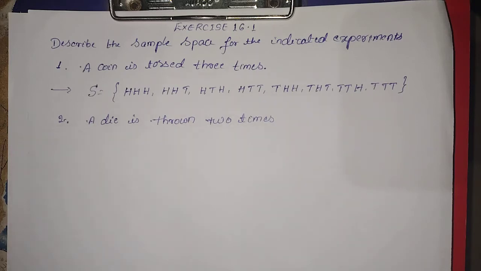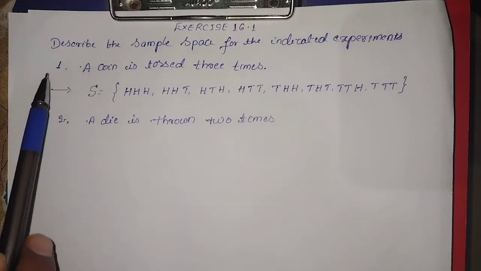In this exercise, the first question is like this. Describe the sample space for the indicated experiments. We have to describe the sample space. A coin is tossed 3 times. Then what are the possibilities of outcomes? Or write the sample space.